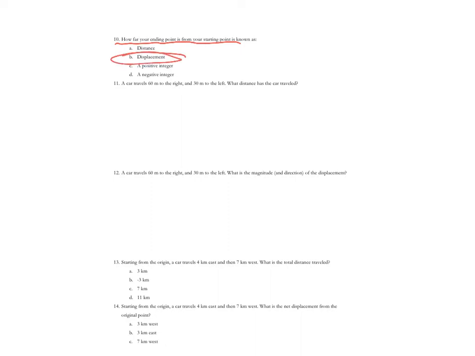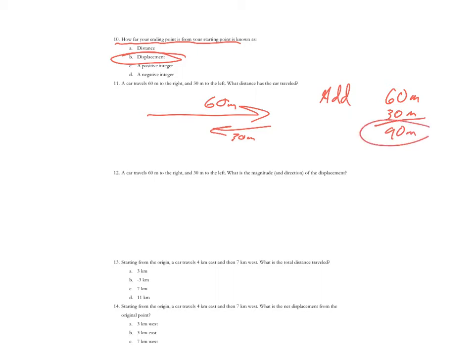A car travels 60 to the right and 30 to the left. What distance? Distance, we just add them up. 60 meters plus 30 meters would be 90 meters.